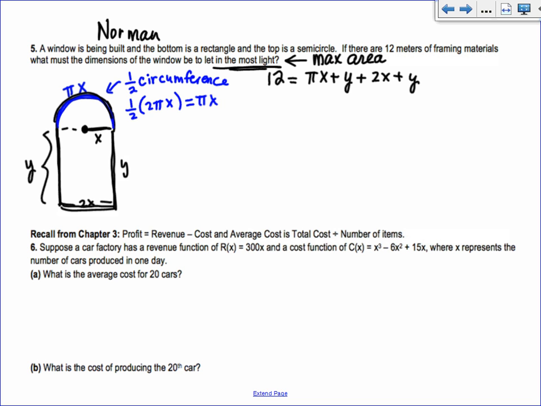Okay, so we're going to have a second equation. Our second equation that we're going to maximize is A equals, and we have a rectangle, and then we have half of a circle. So we're going to have 2xy plus, what's the area of the semicircle? Pi r squared divided by 2, right? Or 1/2 pi r squared. But r in our case is x, right? So pi x squared.